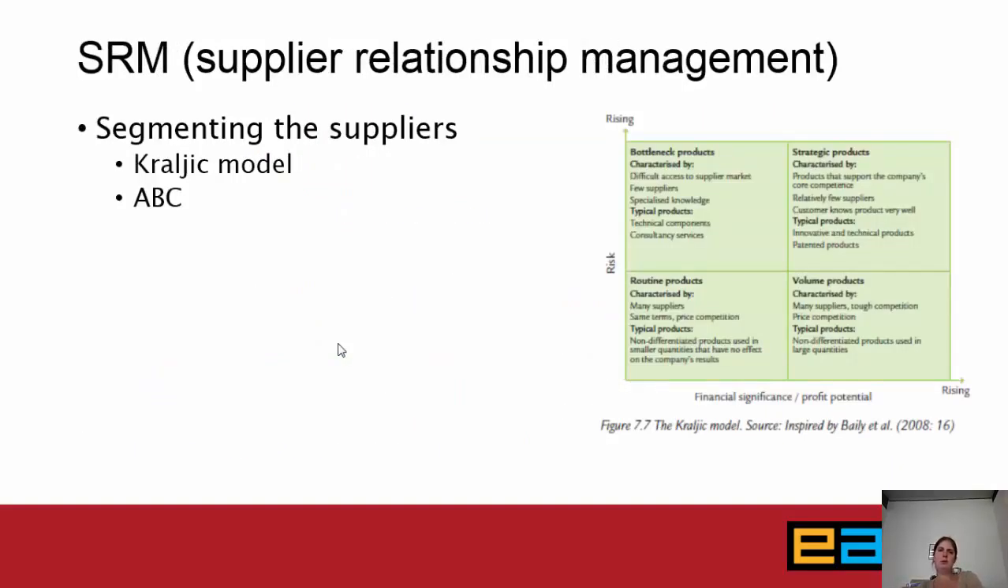So how should we manage the relationship with our suppliers? Well, it's just like segmenting them. We've been talking a lot about segmenting customers. Now we can segment suppliers. One of the ways we can do it is through ABC portfolios. Which suppliers are most important to us. Another model is the Kraljic model that we will be working on afterwards.